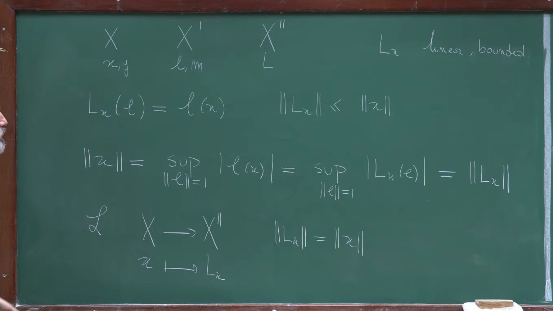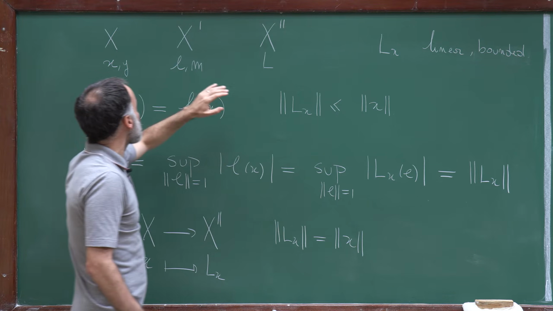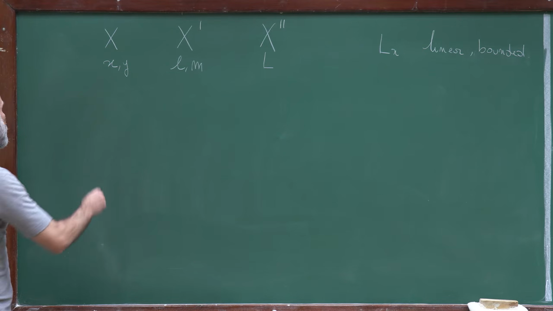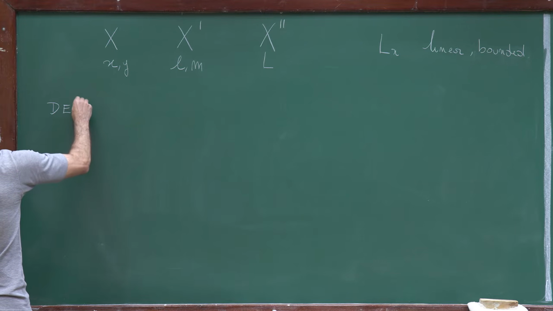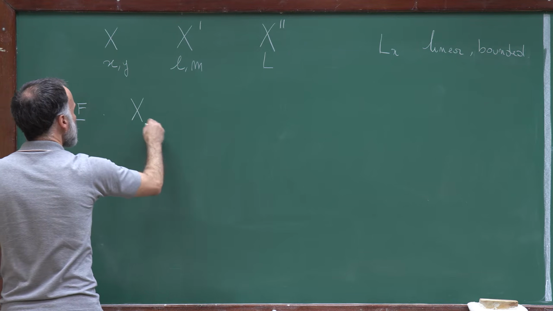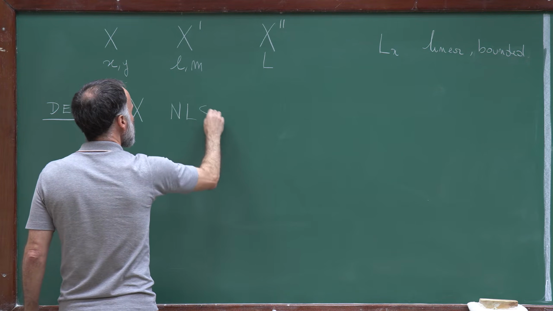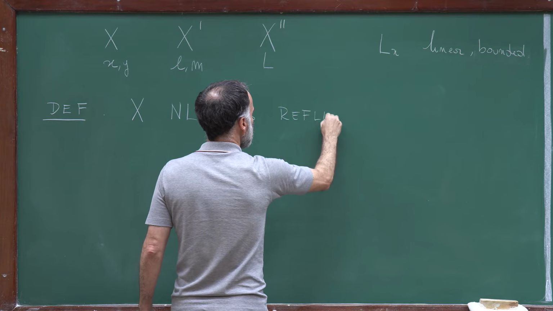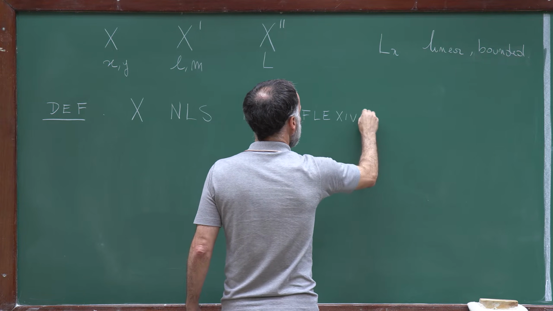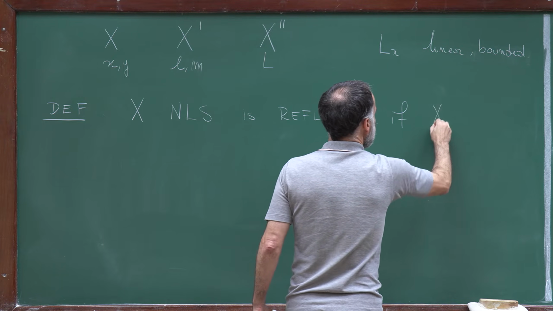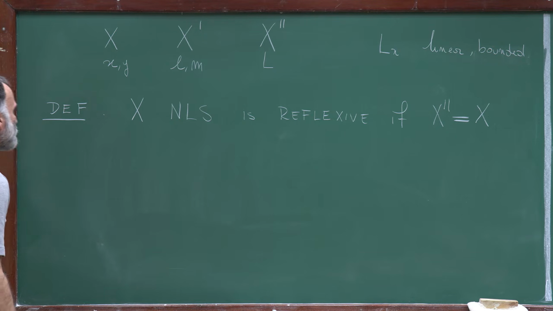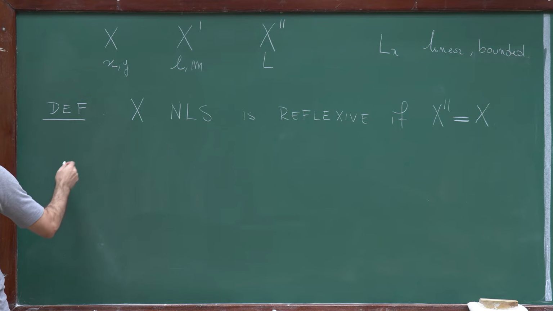And a natural question is, are there other elements in X double prime which are not in X? And this is the main topic of the lecture today. So, definition: a space X, a normed linear space, will be said to be reflexive if X double prime is equal to X. So that's a definition, and let's start with some examples.